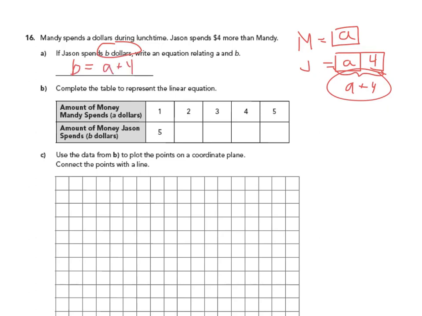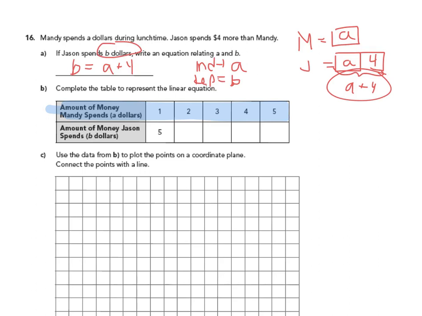And what I realize here is that the independent variable is A, and the dependent variable is B. B fully depends on A. I need to know A before I can figure out B. Then they go on and they say, okay, in this case here, here's all the money that Mandy spends. So here's all those A's. What will the B become if these are all the A's?